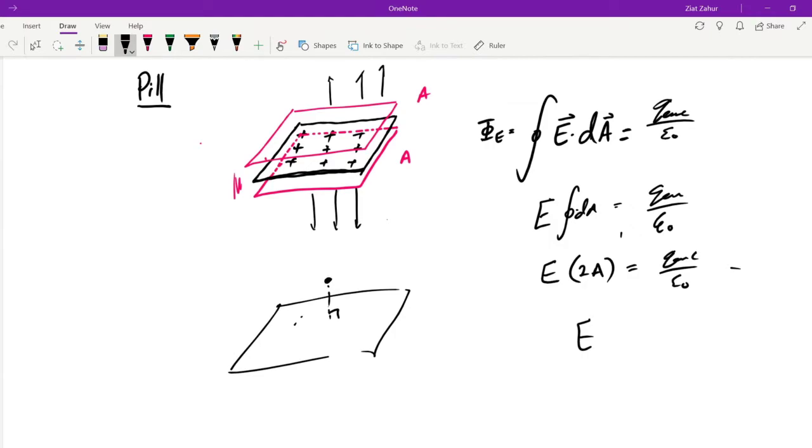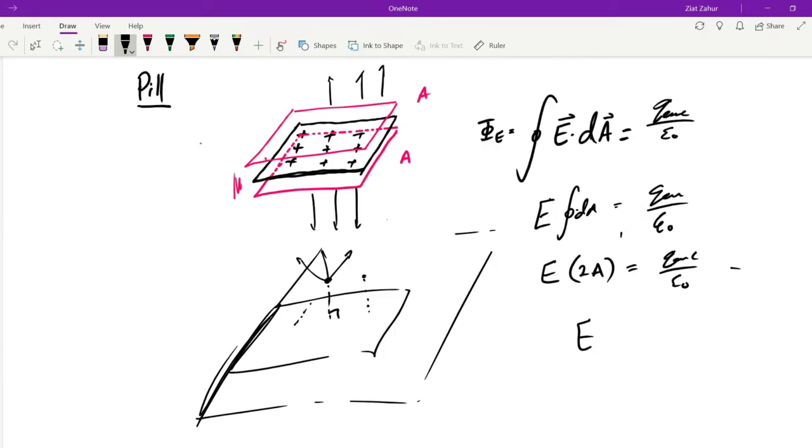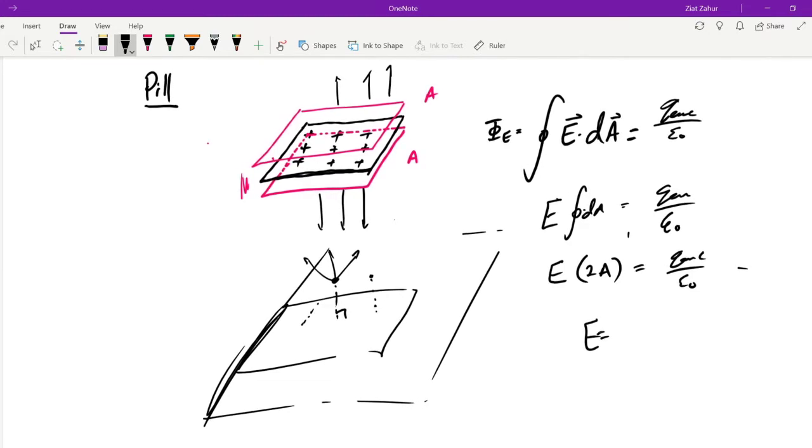Of course the positive charge would mean that there are vectors every which way. But ultimately the x components cancel out, and it doesn't really matter where. It doesn't technically have to be at the center, because the plane is really huge in comparison to our dot. So we have Q enclosed over 2 times A times epsilon naught.